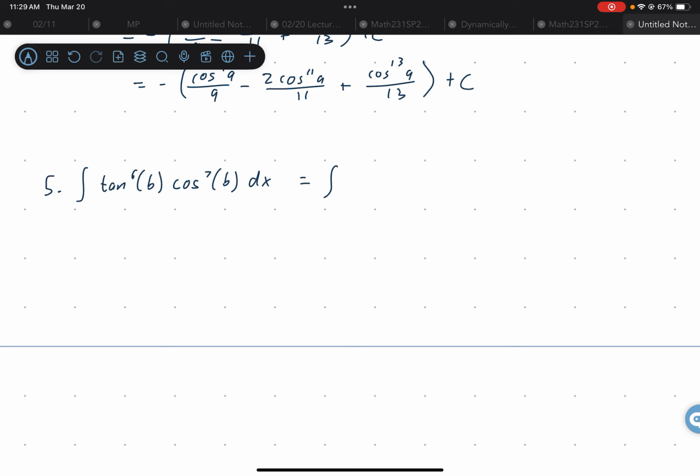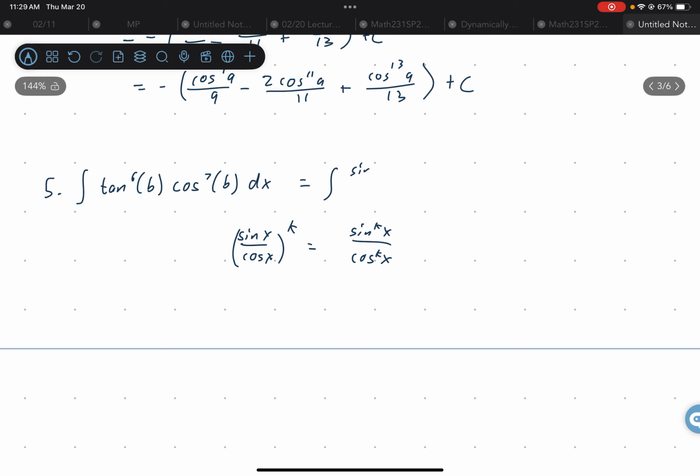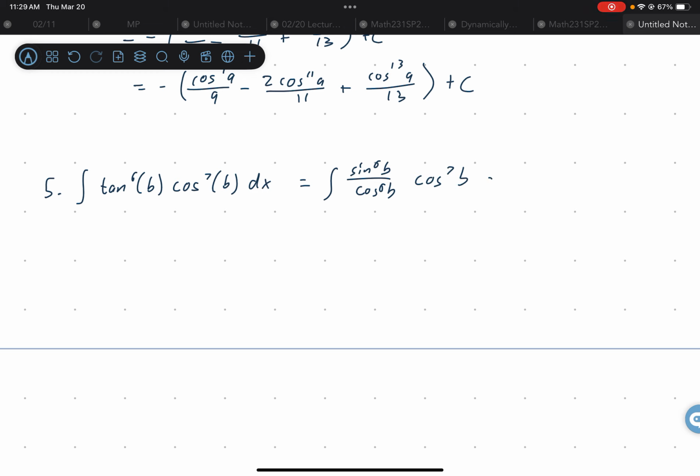Tangent is sine x over cosine x. So raise it to a power, you have sine to the k of x over cosine to the k of x. Right? So that just means we have sine to the 6b over cosine to the 6b. Then we'll multiply that by cosine to the 7b db. All right, get rid of this. Turn this into 1. So now what we really have is sine to the 6b times cosine b db.